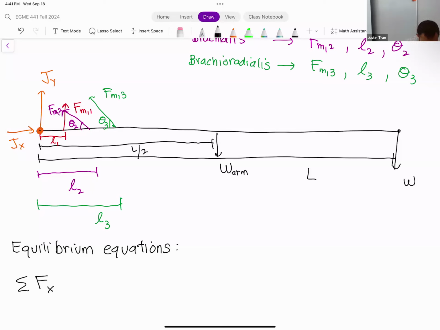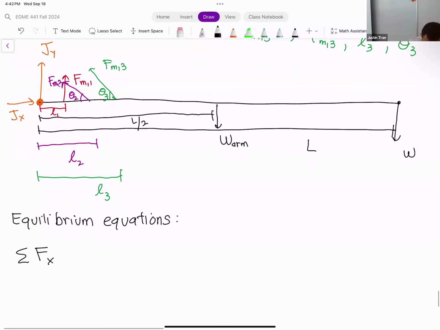Now let's get back to the equilibrium equations. So let's sum all the forces in the x direction first. In the x direction, we actually have three forces here. The first force that we have in the x direction is Jx. We have three vertical forces here: Fm1, the weight of the arm, and the weight of the object. All three of those forces are perfectly vertical, so they're not going to contribute anything to the x force summation. But we do have contributions from Fm2 and Fm3.